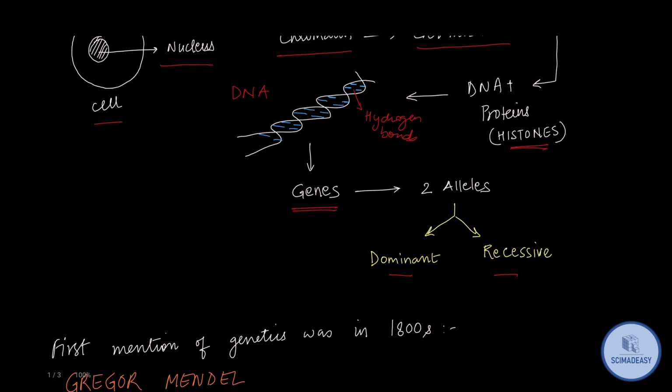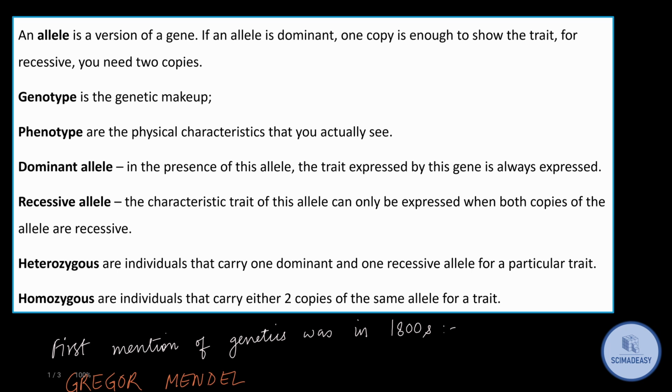Before we go into more details, I would like to describe some terms which are necessary to keep in mind while studying genetics. Genotype is your genetic makeup, meaning the DNA content in your cells. Phenotype, on the other hand, are the physical characteristics that you actually see as a result of the genetic makeup. An allele, like I mentioned, is a version of a gene which can be either dominant or recessive.